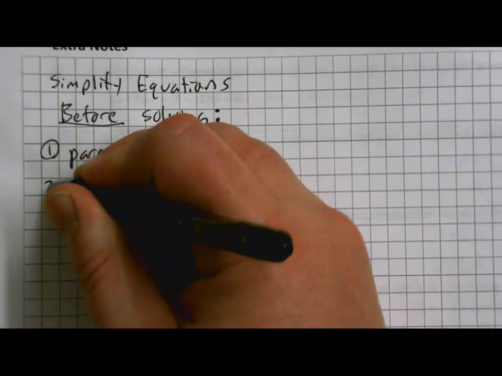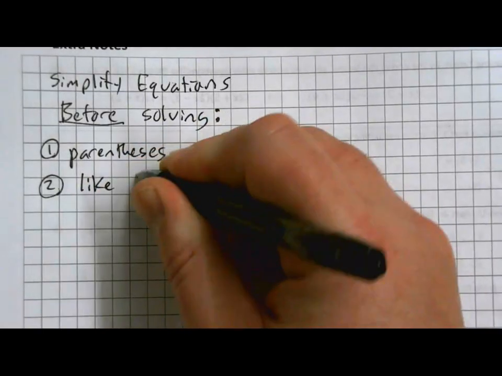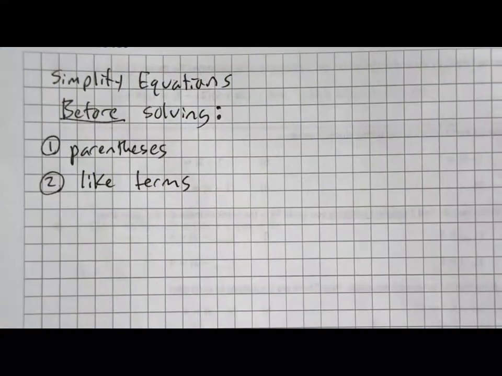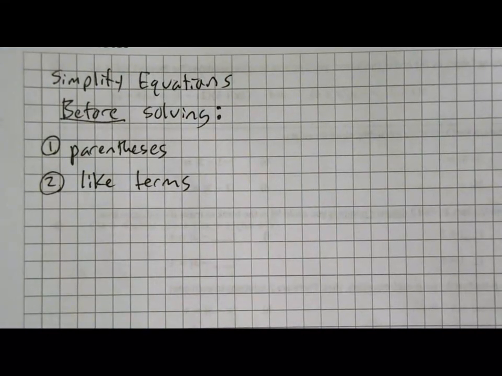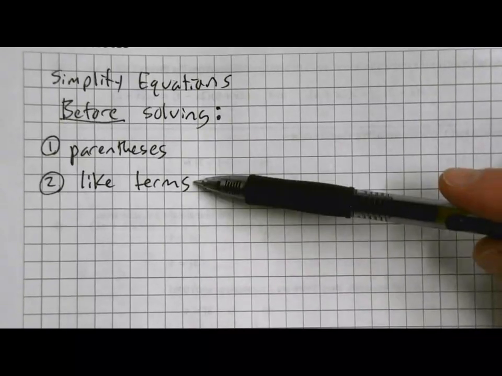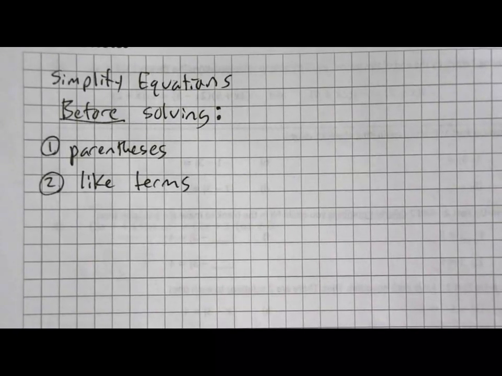Number 2 is like terms. If you got an x and you got a 3x and they're both on the same side of the equation, you want to put them together. You want to combine like terms before you start solving, and this is the one that a lot of times people will skip over. They'll start solving the equation before they combine like terms. They end up doing way more work than they need to.